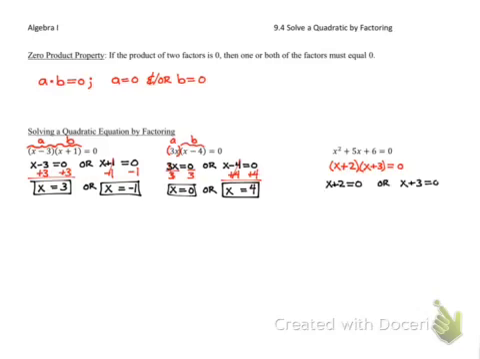I get then x plus 2 is equal to 0 or x plus 3 is equal to 0. Subtract 2 from both sides gives me x is equal to negative 2. Or in the second problem, subtract 3 gives me x equals negative 3. These are the solutions to that problem.